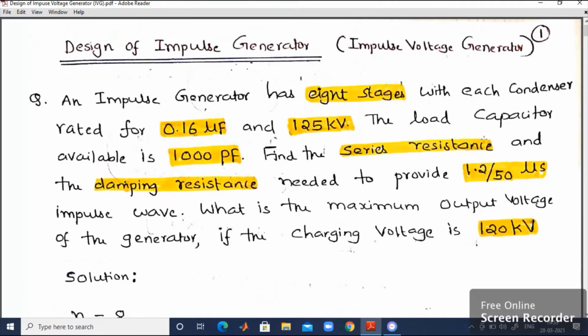Here, our ultimate goal is to compute the wavefront resistor. You can call it series resistance, and the wavetail resistor, you can call it damping resistor. You are supposed to calculate series resistance and the damping resistance. You can call R1 equal to series resistance and R2 is equal to damping resistance. That is your ultimate goal.